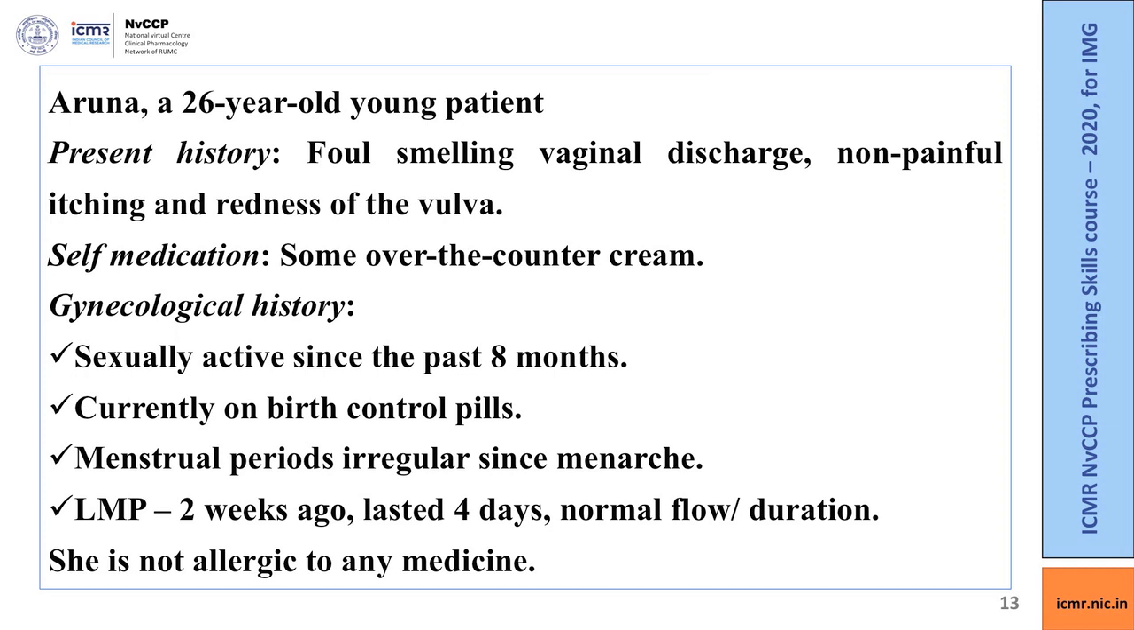She has been sexually active since the past 8 months. She is currently on birth control pills. Her menstrual periods have been somewhat irregular since she began menstruating at the age of 13. Her last menstrual period was around 2 weeks ago, which lasted for 4 days with normal flow and duration. She gives no history of allergy to any medicine.